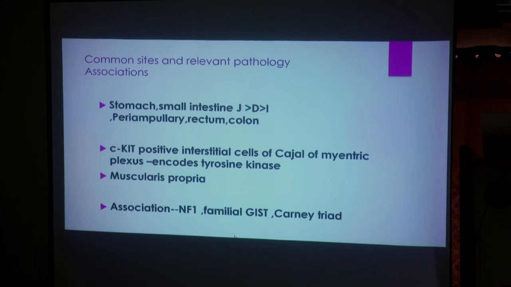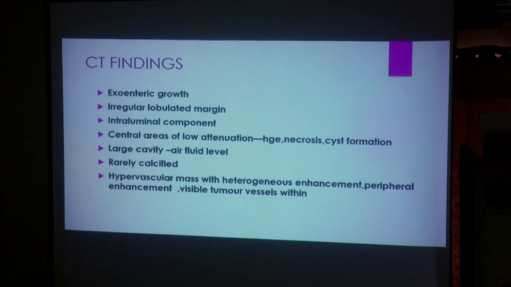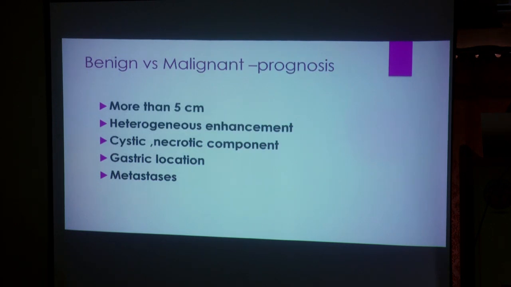So NF1, familial GIST and Carney triad will be the associated conditions. So CT findings: usually a large mass with heterogeneous enhancement due to central necrosis or cystic changes, or due to hemorrhage. Appreciation of it is very important, since that differentiates between a benign and a malignant lesion.